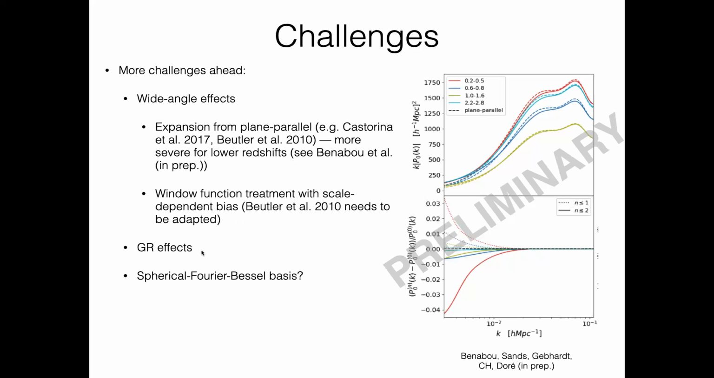There are also various GR effects that creep in on the large scale. And finally, the spherical Fourier-Bessel basis is something we're playing with as well, which is super interesting. It is the eigenfunctions of the Laplacian on the full 3D spherical sky. So you have spherical harmonics for the angular part and Bessel functions for the radial part, and they form a complete basis. We're also looking at the bispectrum and power spectrum in this basis.